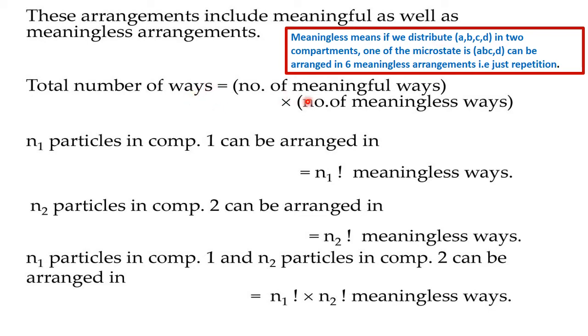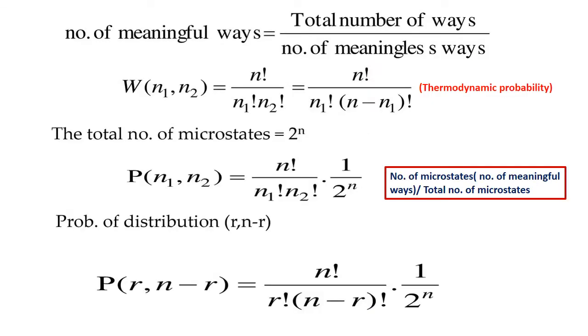So the total number of ways is always equal to the number of meaningful ways multiplied by the number of meaningless ways. That means n1 particles in compartment 1 can be arranged in n1 factorial meaningless ways, and n2 particles in compartment 2 can be arranged in n2 factorial meaningless ways. That means n1 and n2 can be arranged in n1 factorial multiplied by n2 factorial meaningless ways. Whereas we know the total number of ways. What is the number of meaningful ways?